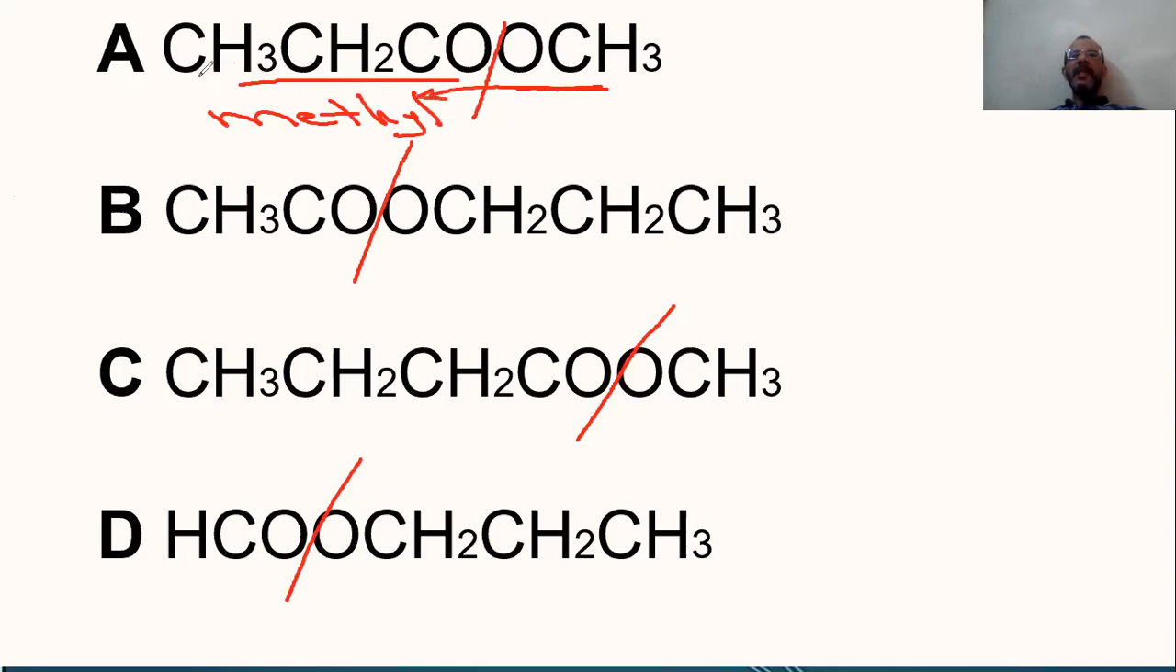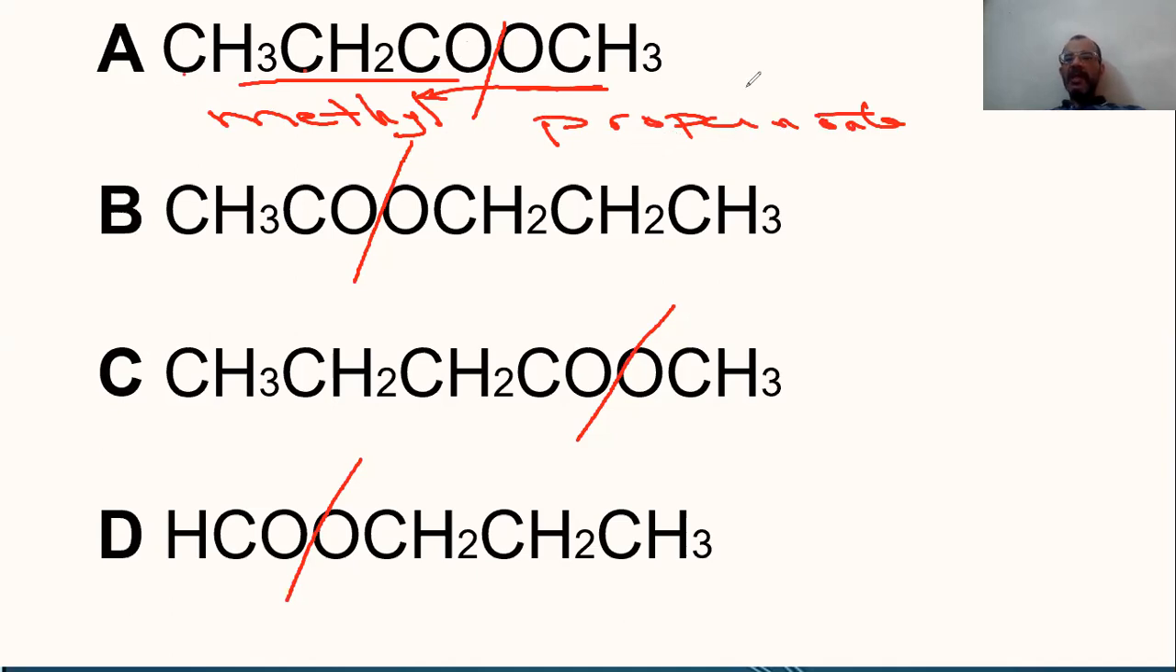And then the second part: 1, 2, 3. 3 means what? You have to memorize it: 1 means meth, 2 means eth, 3 means prop. So this one here, 1, 2, 3, prop. But this one is from the acid, so propanoate. Methyl propanoate.